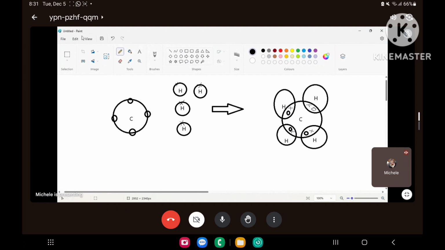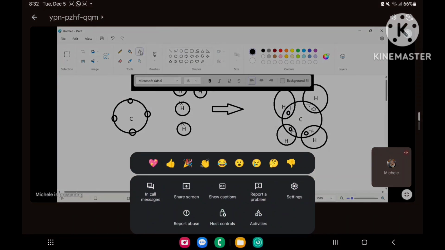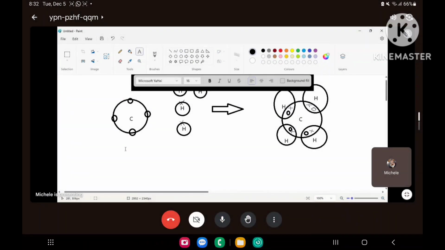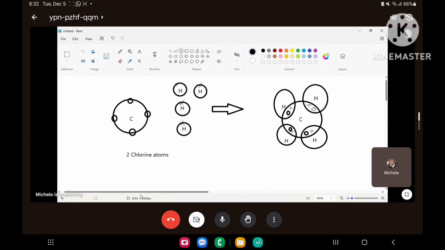Now I'll try to give you one. I'll try with chlorine and two chlorine atoms. I cannot edit your screen. Question is two chlorine atoms combined together. How will you draw it?